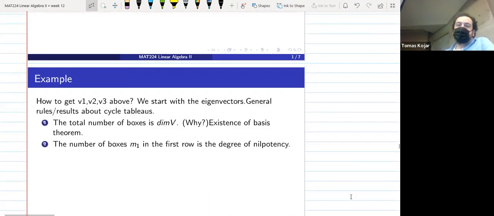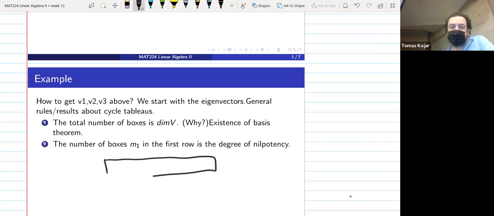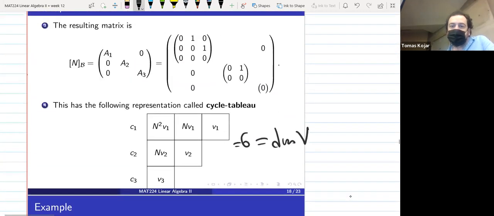All right. The number of boxes in the first row is the degree of nilpotency. And that's because of how we picked the ordering, right? We had V1 and N V1 and N squared V1. So K is 3, which is the nilpotency. Again, this is part of the theorem that we start all the way up to the nilpotency and then we build it down. So we'll go over this. I'm just giving you facts that you can use. You can just say, first row has that many boxes.